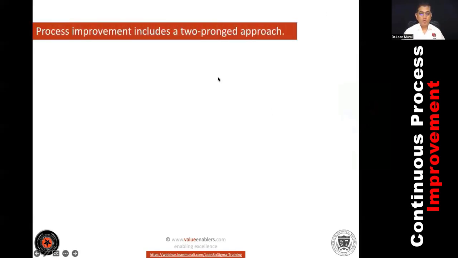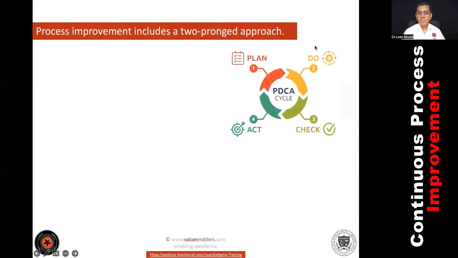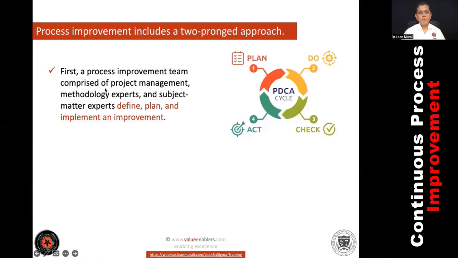So, a two-pronged approach. One is PDCA. All of you type PDCA in the chat box. We are going to talk about the two-pronged approach. First is doing the improvements. You plan, you do it, and then you create a standard. The process improvement team takes up Lean Six Sigma projects, and they define, measure, analyze, and then finally plan the improvement methodology using DMAIC processes. So they basically plan, do, check, act.